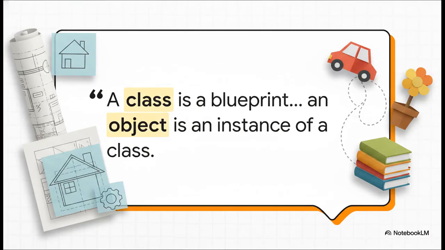Seriously, if you only remember one thing from all of this, let it be this right here. A class is the blueprint. An object is the actual thing built from that blueprint. That simple idea is the absolute heart and soul of object-oriented programming.